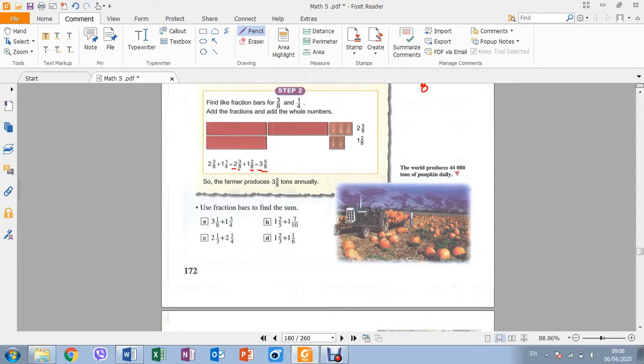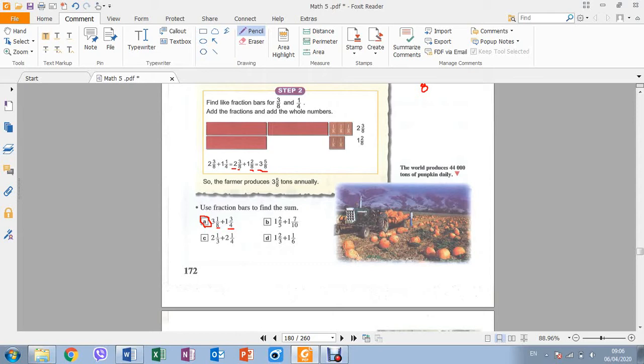Now look, example A, use fraction bar to find the sum. Look at the first step. What you need to do, you need to look at these two fractions, if they are like or not. They are not, they are unlike denominators, 8 and 4. So we need to change these two unlike denominators to like denominators. Okay, we have 3 plus 1.